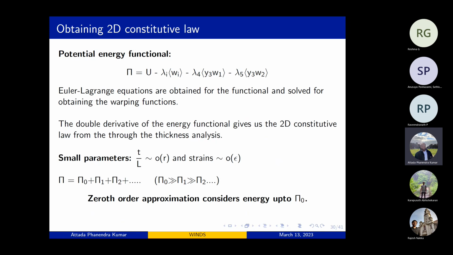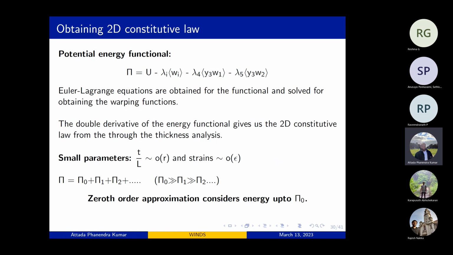So then once we double derive the potential energy functional, we'll obtain the through-the-thickness 2D constitutive law. Then the second part, asymptotically, which is what we mean by variational asymptotic: there will be small parameters which we identify from the kind of analysis we are doing. Here we are considering the plate analysis. So in the plate, we have the thickness to length ratio as one of the small parameters and the strains as the other small parameters.